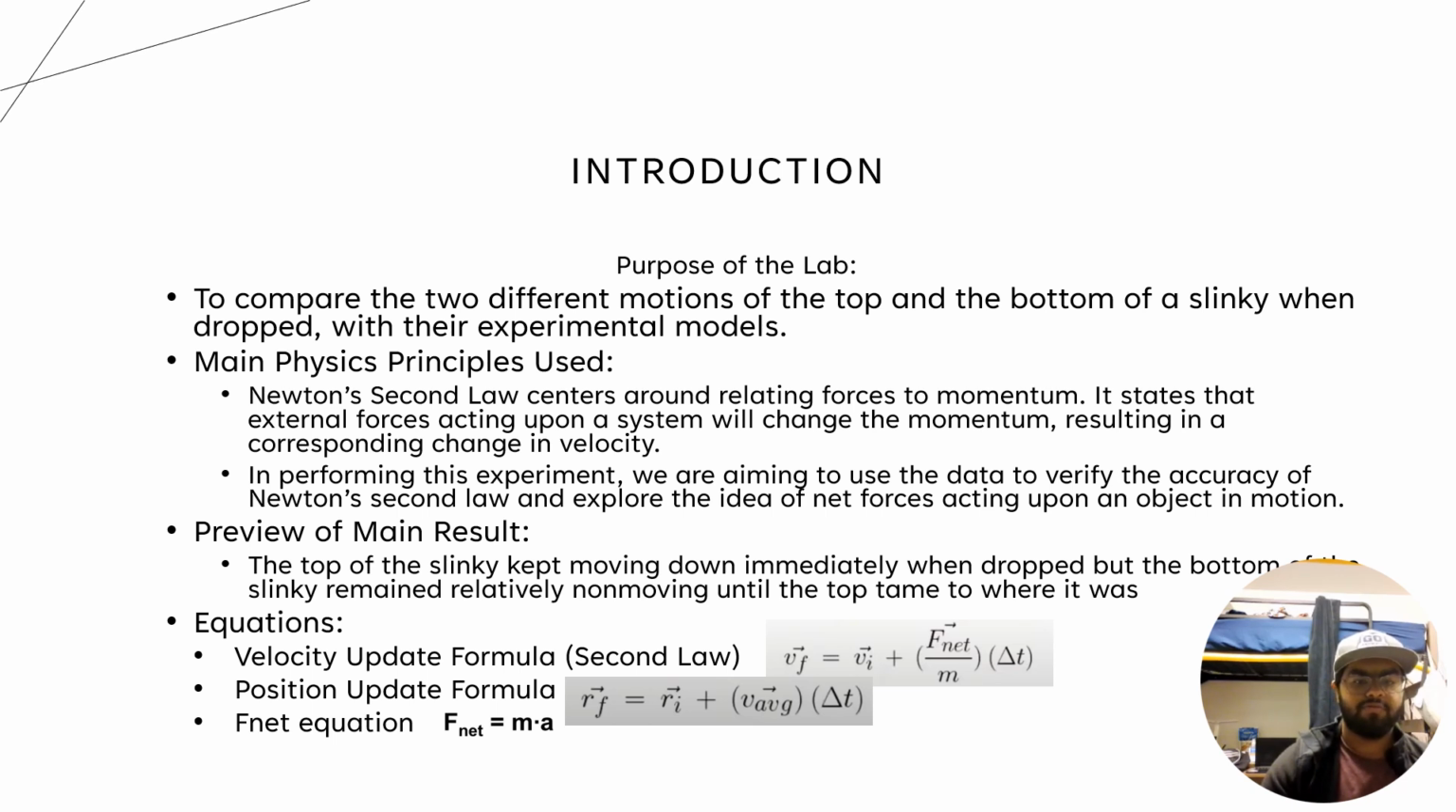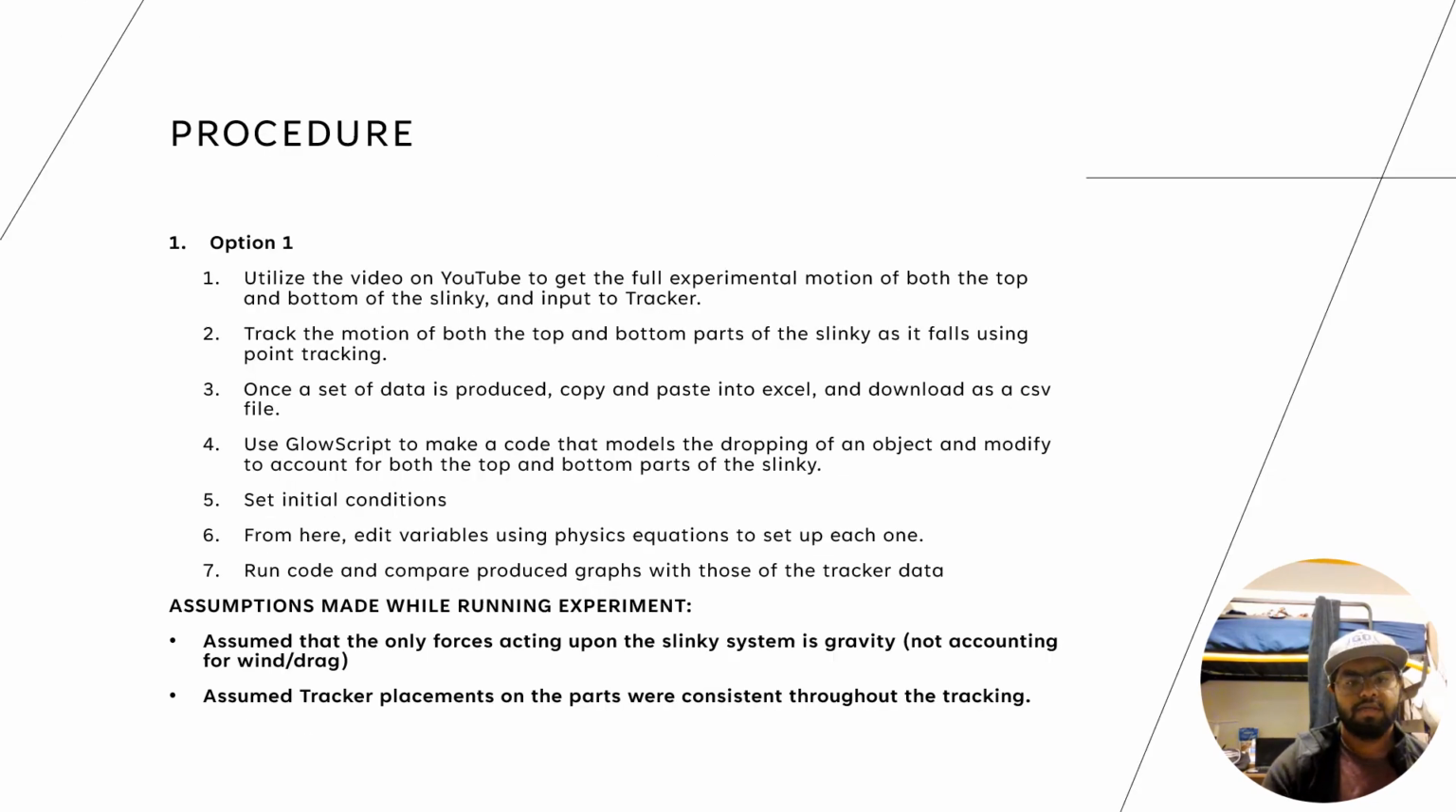So, preview of the main results. The top of the Slinky ended up moving down immediately when it was dropped, while the bottom of the Slinky remained still until they collided. Some of the equations I used: position update formula, which uses Newton's second law, velocity update formula, and F net, which is just F equals ma.